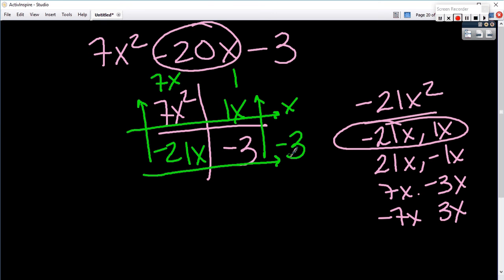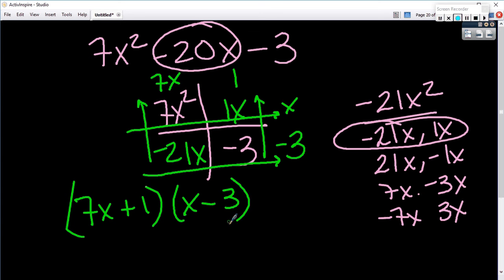I understand what you're saying, but it don't make sense. It don't make no sense, but you understand how to tell which one's negative. Just pull the negative out. So now look, 7x plus 1, there's the positive, x minus 3, there's the negative.